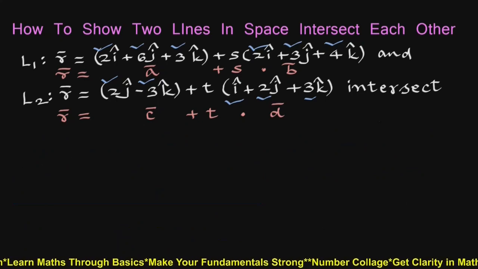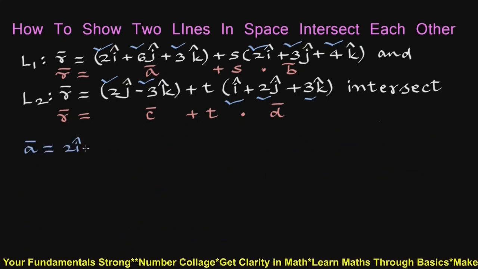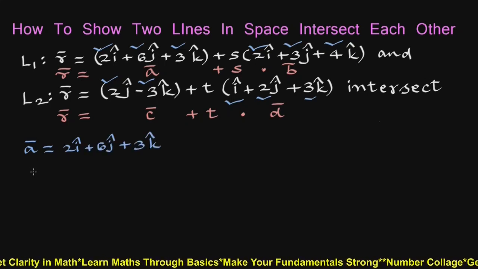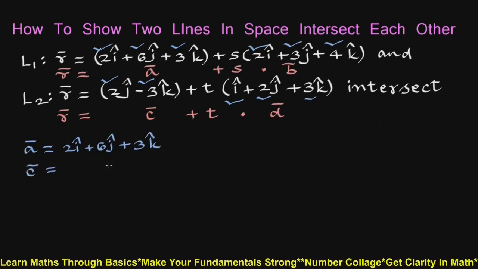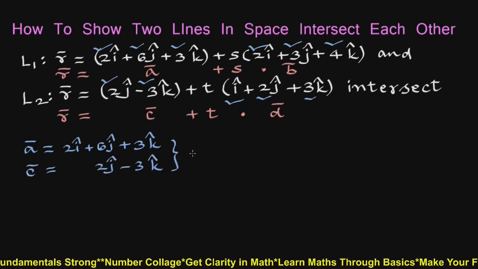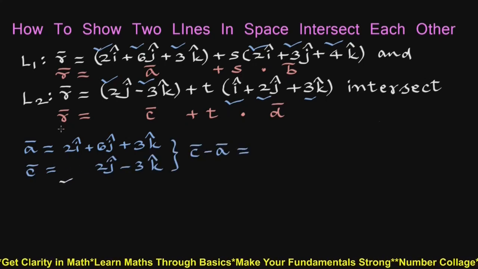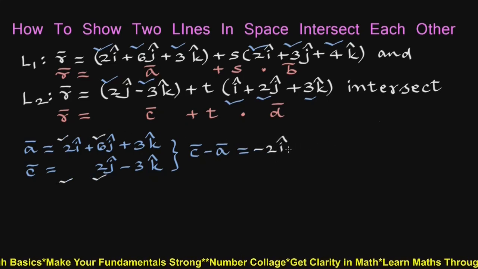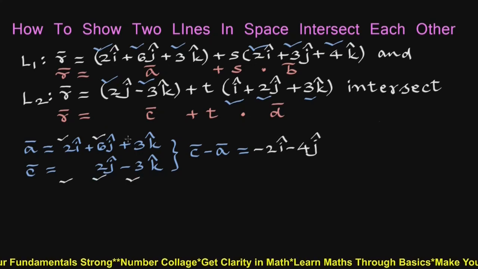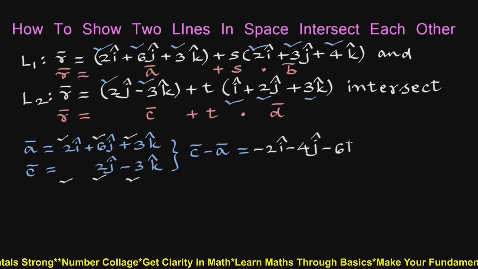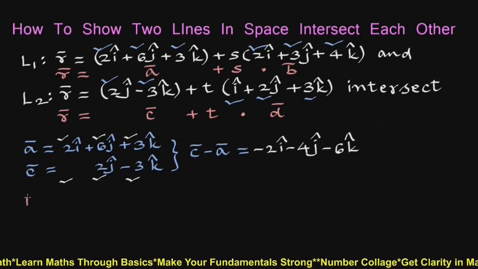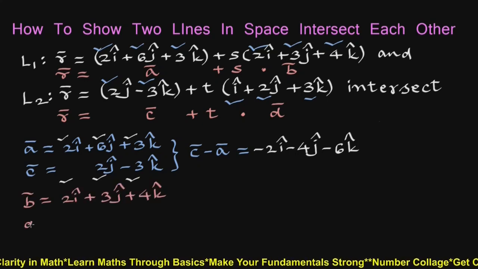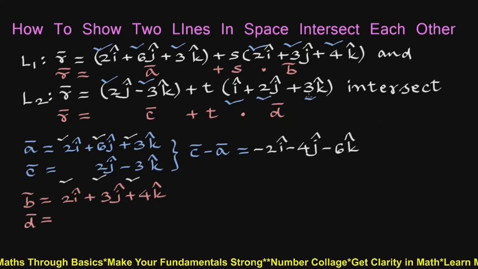From the given equations, we have a bar equals 2i cap plus 6j cap plus 3k cap, and c bar equals 2j cap minus 3k cap. So from this, c bar minus a bar will be (0 - 2)i cap, (2 - 6)j cap, (-3 - 3)k cap, and b bar is 2i cap plus 3j cap plus 4k cap, and d bar is i cap plus 2j cap plus 3k cap.